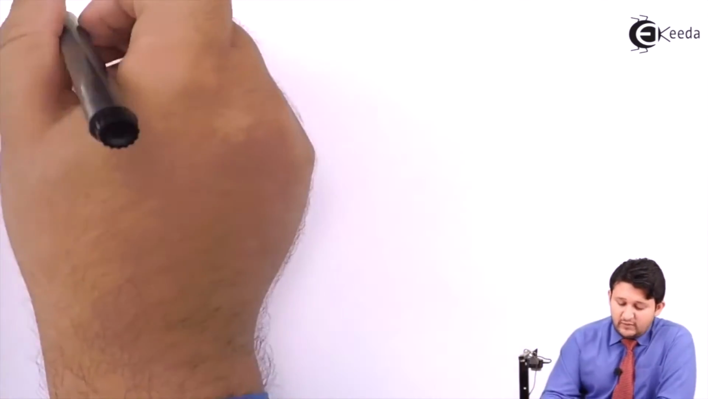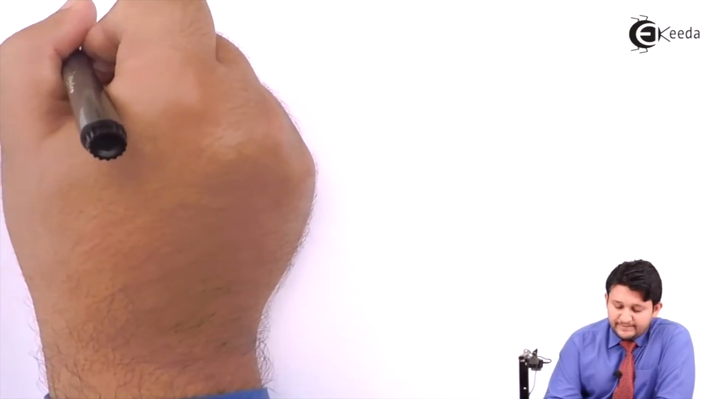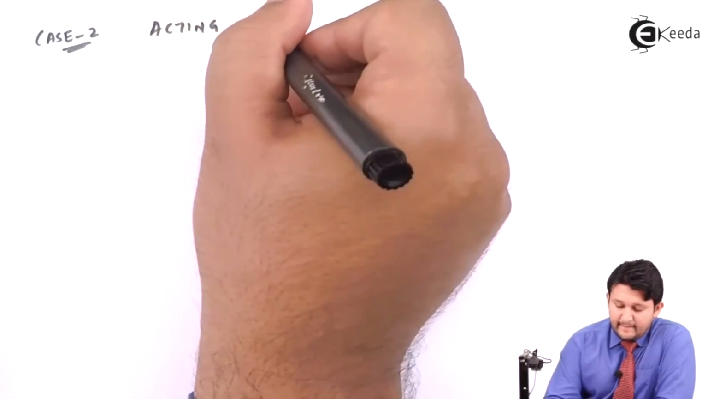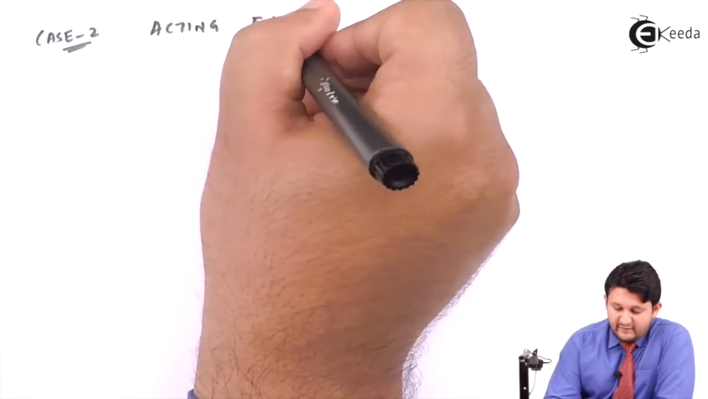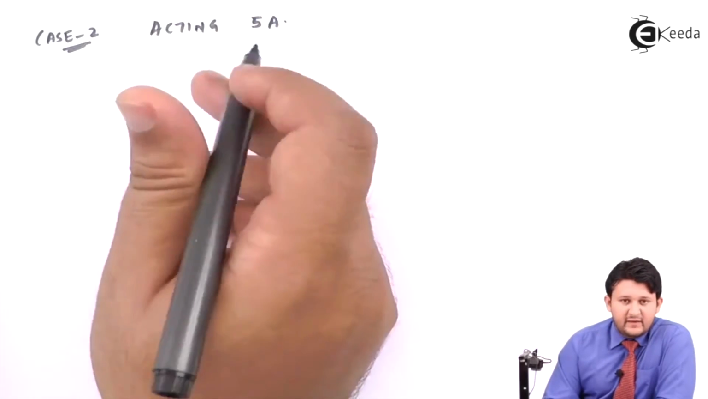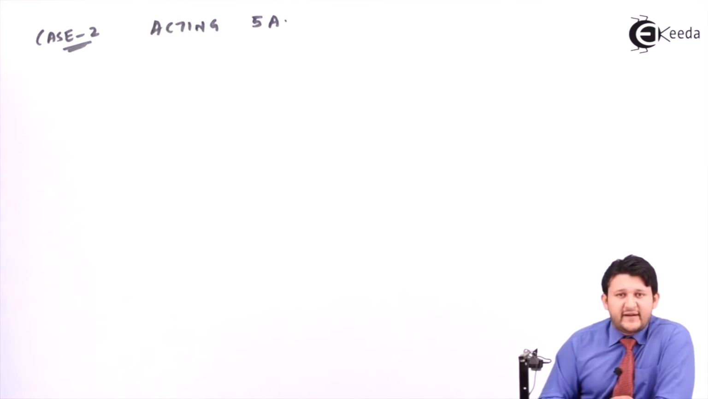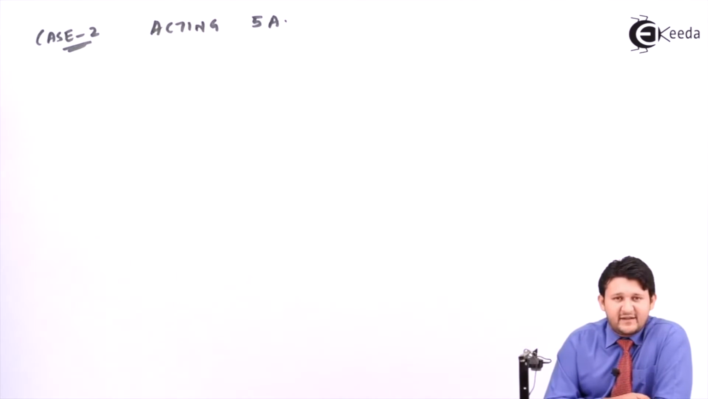Okay. So now in case 2, 5 amperes acting. When 5 amperes is acting, the remaining 2 voltage sources you need to remove. When I say I need to remove the voltage source, that means I need to replace the voltage source by its internal resistance. The internal resistance of a voltage source is 0, so I need to short the voltage source.